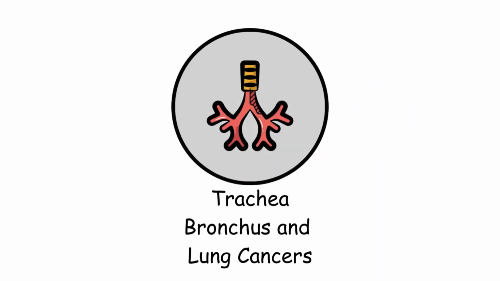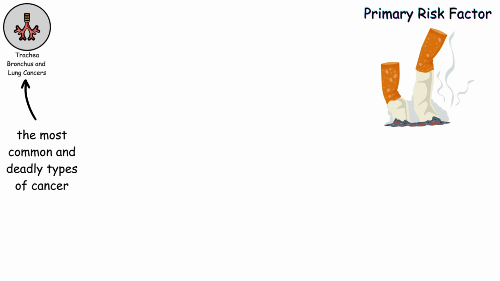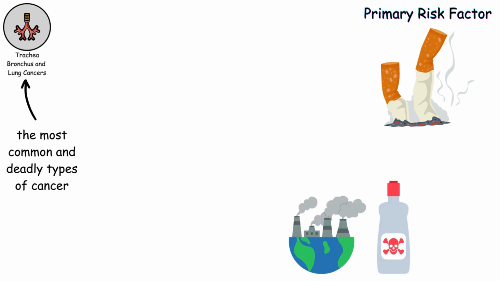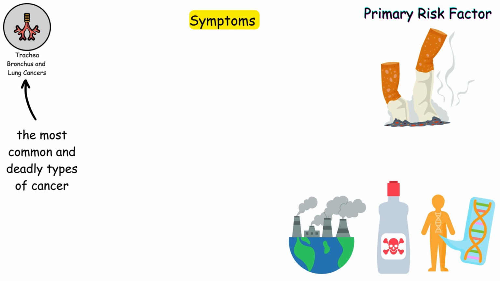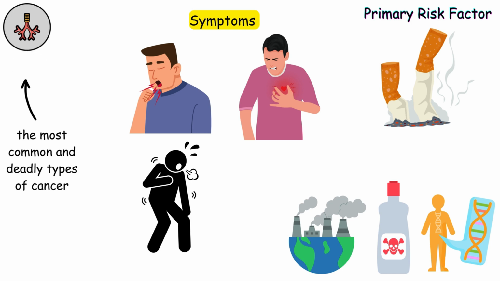Trachea, bronchus, and lung cancers. Cancers of the trachea, bronchus, and lungs are among the most common and deadly types of cancer. The primary risk factor is tobacco smoke, although other factors like air pollution, occupational exposures, and genetic predisposition also play roles. Symptoms include persistent cough, chest pain, and difficulty breathing.